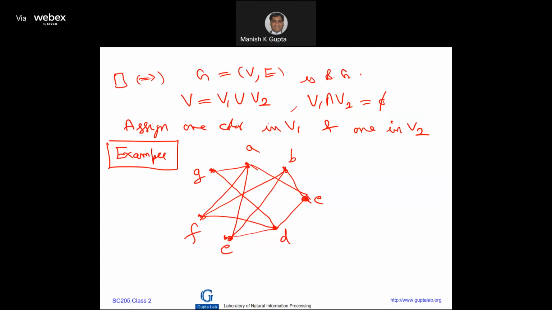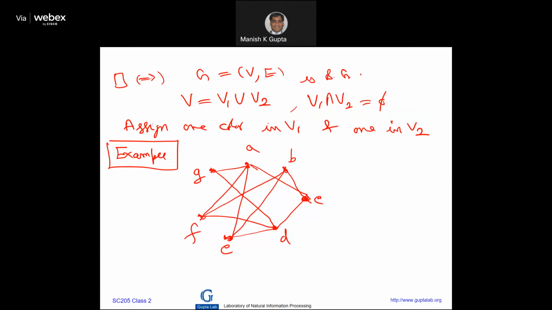So this graph is given to us with vertex set A, B, C, D, E, F, G. One thing you can note is that the number of vertices in V1 and V2 need not be the same. They may be different actually, right? Now I start coloring this. I have to check whether this graph is bipartite or not. So I start coloring the vertices, right?